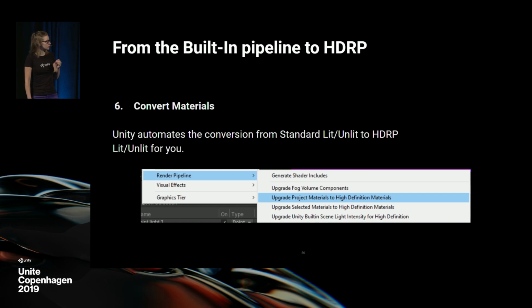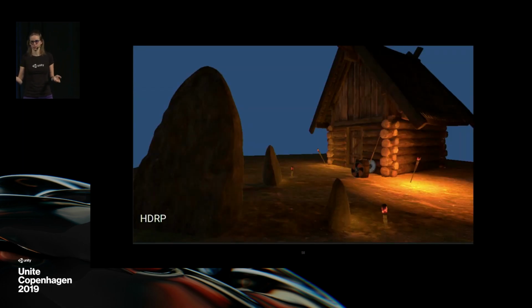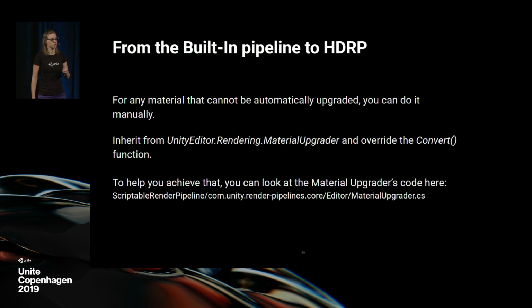Once I'm done, I can start converting my materials. We've included in HDRP a helper for you. So upgrade project material to high definition material. What it will do is simply do the conversion from the standard lit and unlit shaders to the HDRP lit and unlit materials for you. So that was before, that's after. Main difference is lighting is broken, the sky is broken. If you have other shaders or other materials that are not part of this automatic upgrader, just so you know, you are able to create your own upgrader if you don't want to do it manually. We're not going to talk about this here, but just so you know, you can do it.